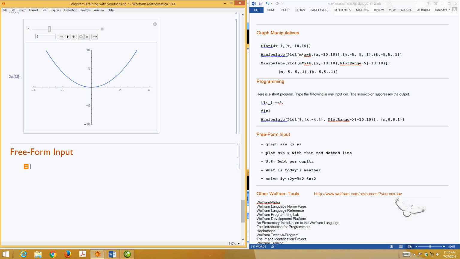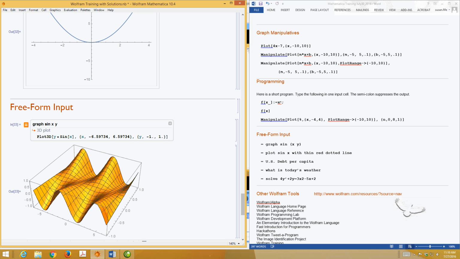It gives you that little square with the equal sign. And then just type something like graph sine of x times y. Let's see what that gives us. Do Shift Enter. And so it's saying it thinks what you want to do is plot a 3D graph of y times sine of x.